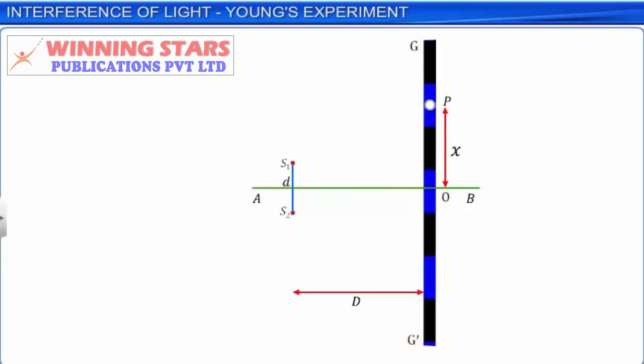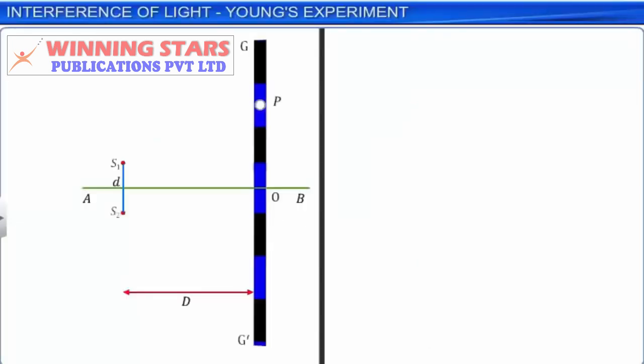Light from the two sources S1 and S2 covers a distance of S1P and S2P respectively to reach the point P. If P corresponds to an interference maxima, then the path difference S2P minus S1P is equal to n lambda. Let this be equation 1.